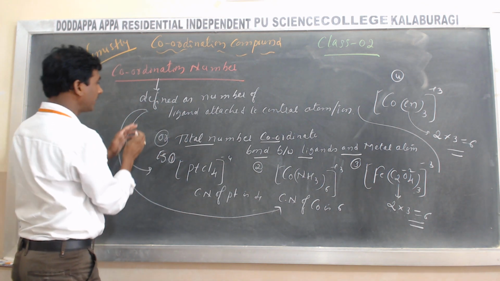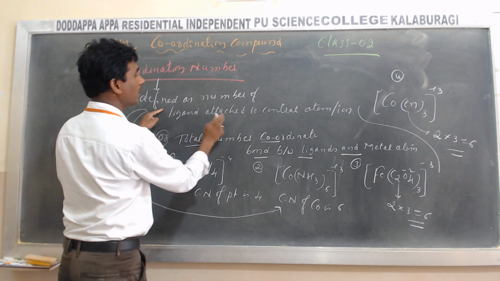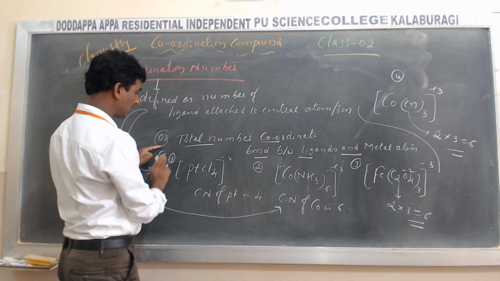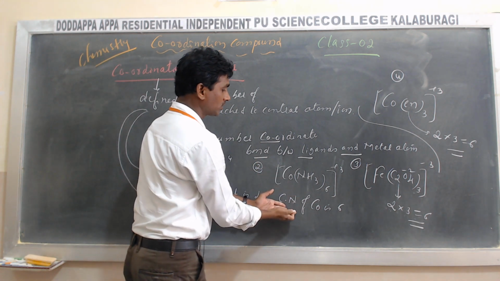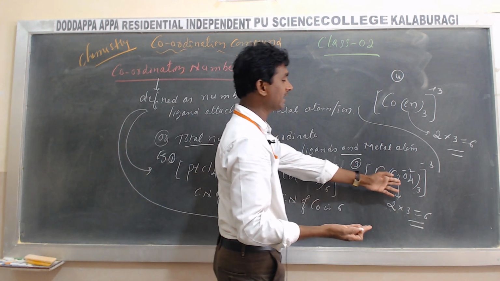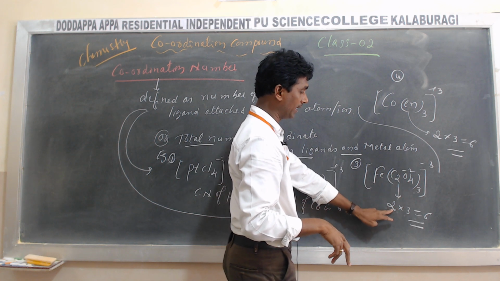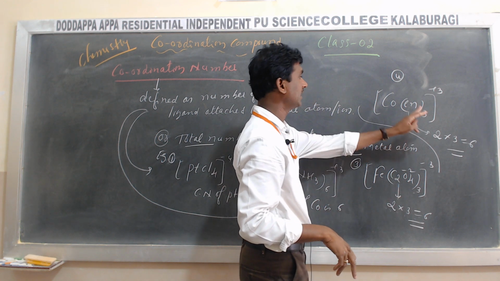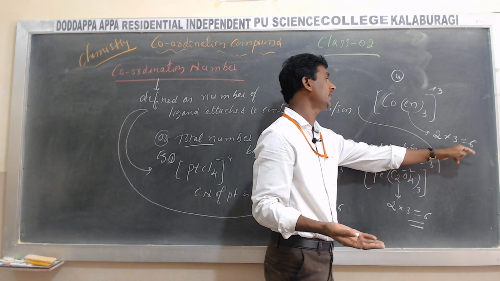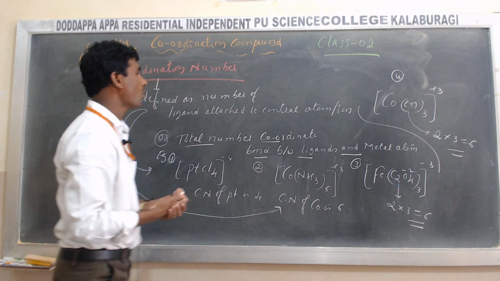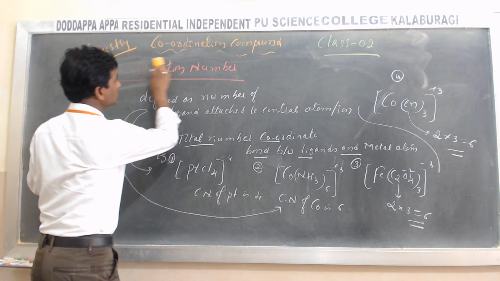According to example 1, what is the definition? The number of ligands attached to the central atom or ion. So 4 ligands, coordination number 4. 6 ligands, so coordination number is 6. But here the ligands attached are 3, but it is a bidentate ligand. It has 2 donor atoms, 2 into 3, coordination number is 6. So ethylene diamine is also a bidentate ligand. Donor atoms are 2, 2 into 3, it is 6. So it is called coordination number.